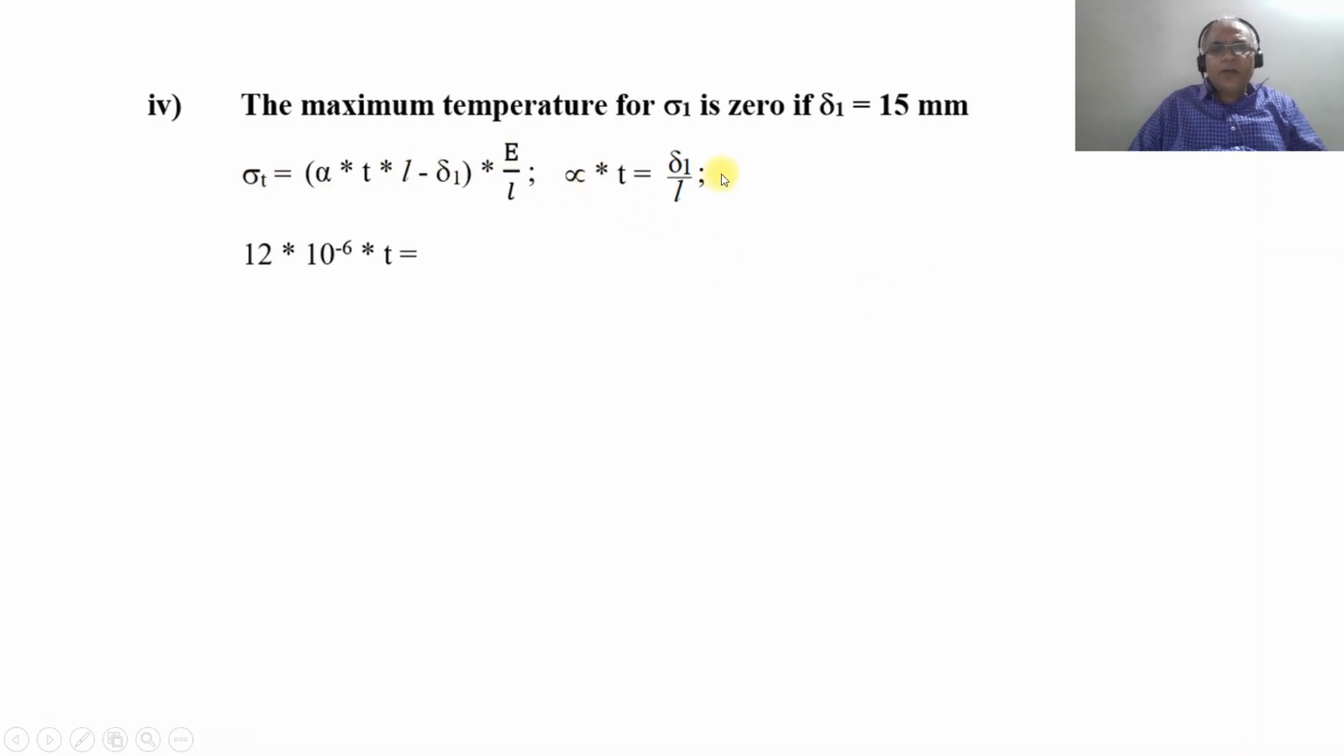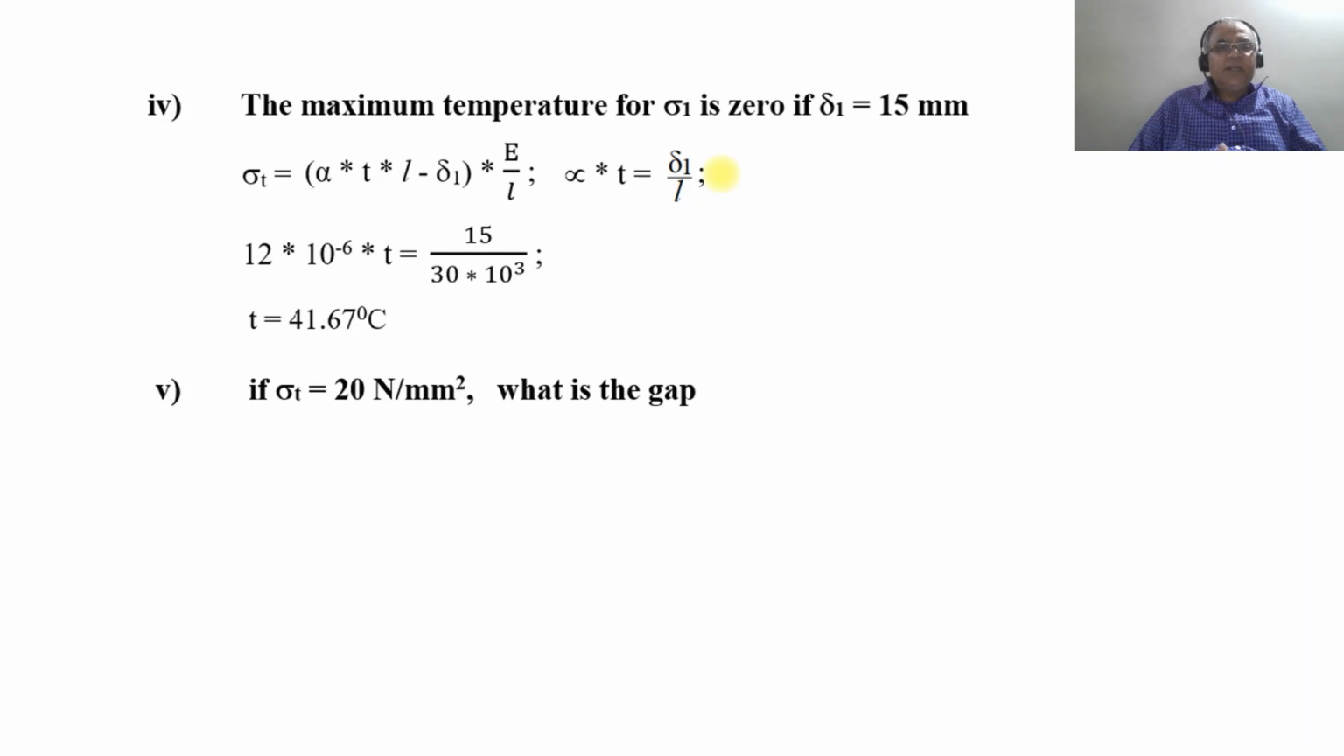Then you will have 12 into 10 to the power of minus 6 into the temperature change. That is what we need to find out, because the maximum temperature for sigma T is 0 if delta 1 is equal to 15 by 30 into 10 to the power of 3. Therefore, the temperature will be 41.67 degrees centigrade.